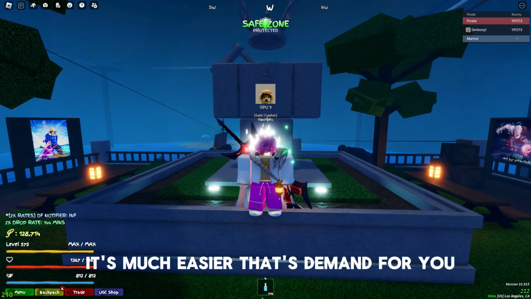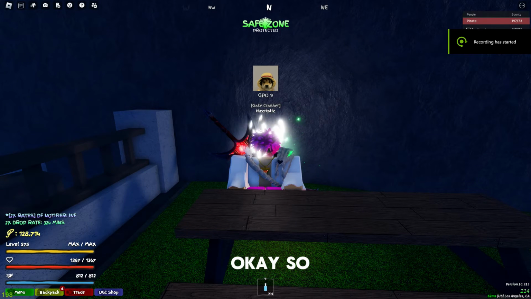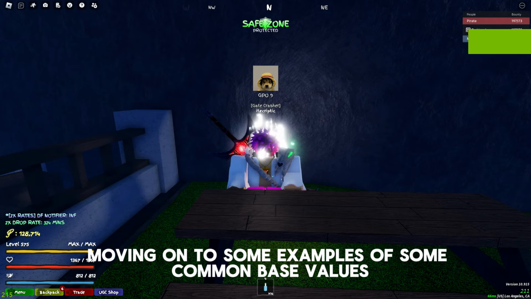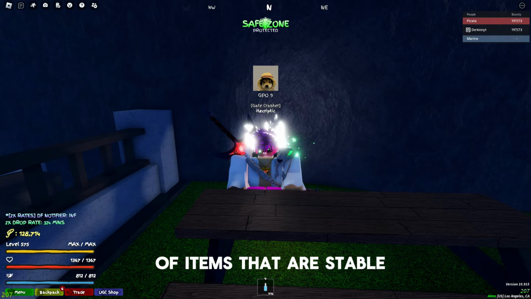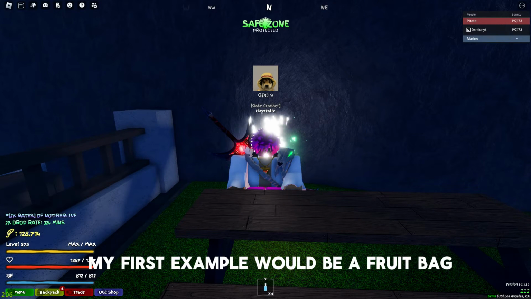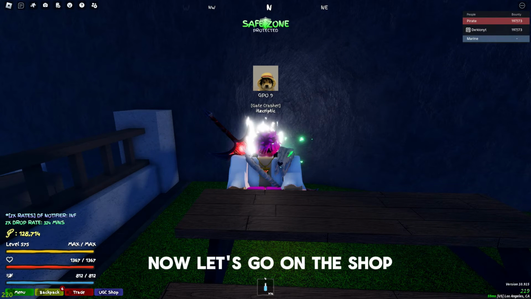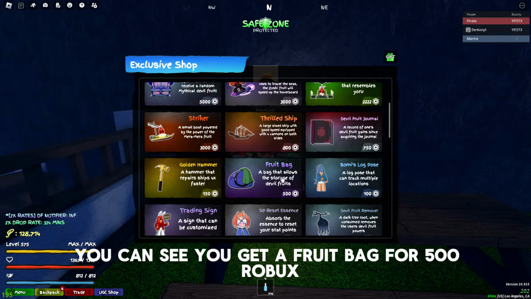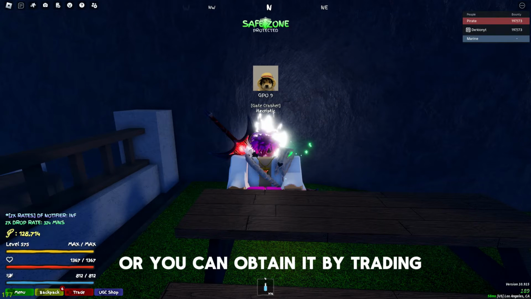That's demand for you. Okay, so moving on to some examples of some common base values of items that are stable. They've been stable for a long time, or easy to flip with. My first example would be a fruit bag. Now let's go in the shop. You can see you can get a fruit bag for 500 Robux, or you can obtain it by trading.